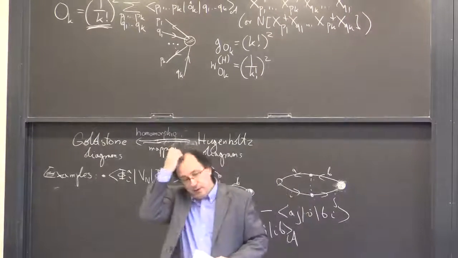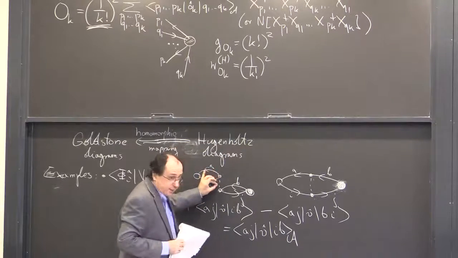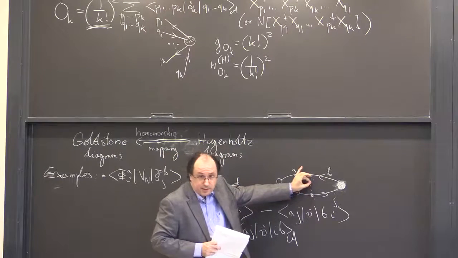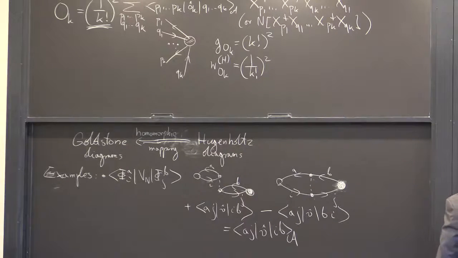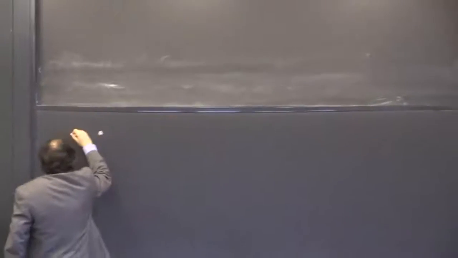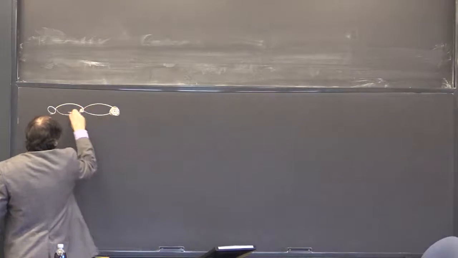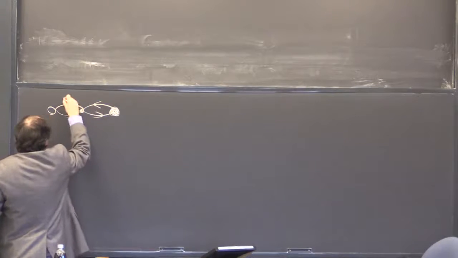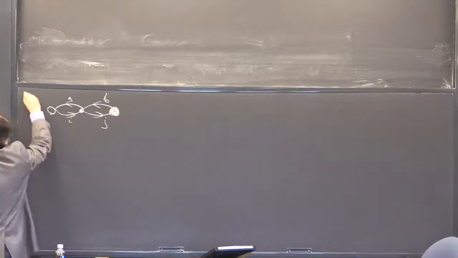Well, so let's now look at this homomorphic mapping. I'm going to now try to squeeze these vertices here and here. What do you get? Well, if you do this, in both cases you end up with only one resulting diagram, which will look like this. So that's the Hugenholtz.